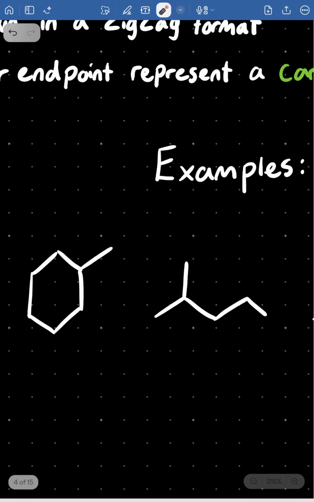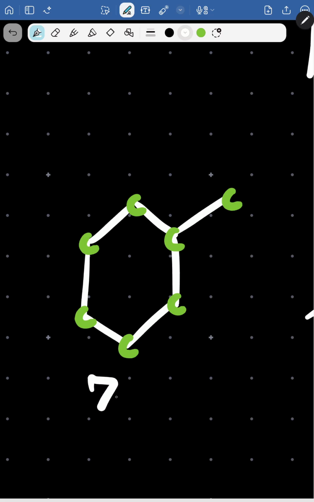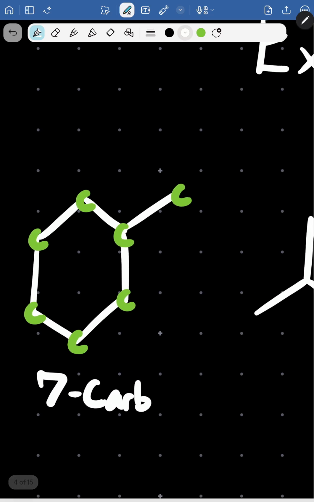We have some molecules right here. How many carbon atoms do you think there are in this molecule? We can count by the zigzag, where the corners are. So this is a carbon, this is a carbon, this is a carbon, this is a carbon, this is a carbon, this is a carbon, and this is a carbon. And there is 1, 2, 3, 4, 5, 6, 7. There are 7 carbon atoms in this molecule.